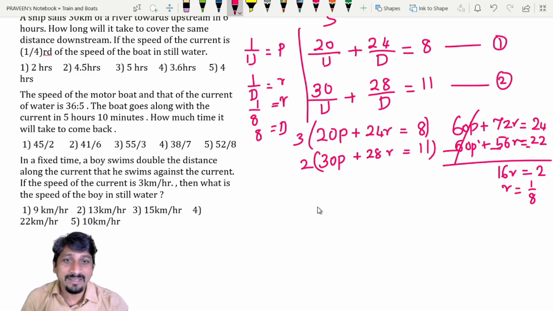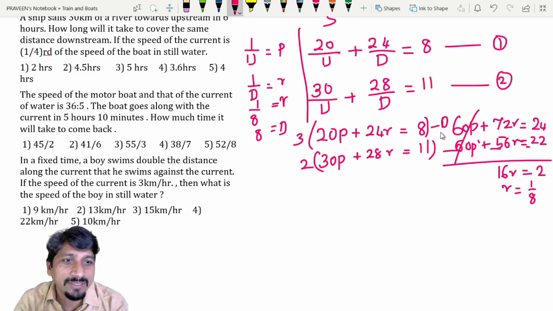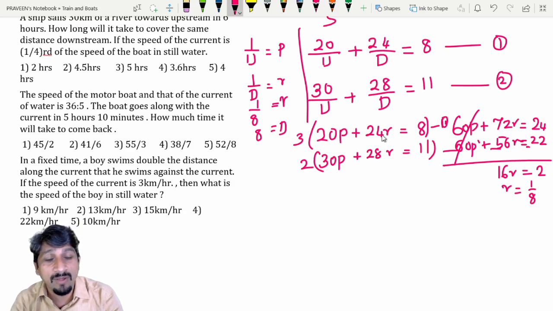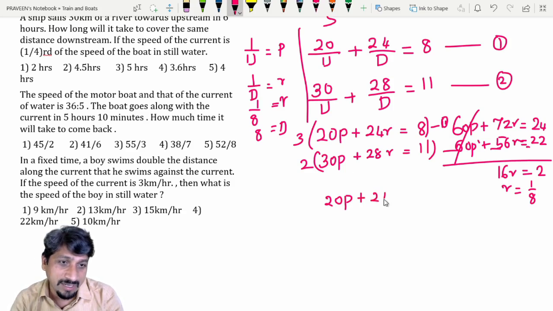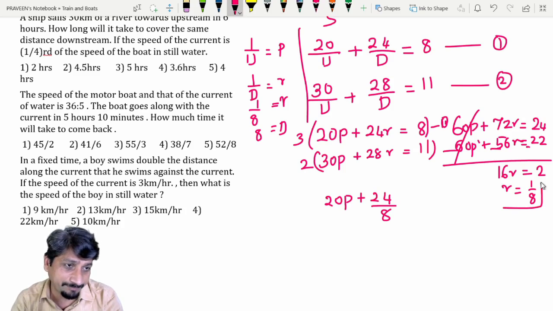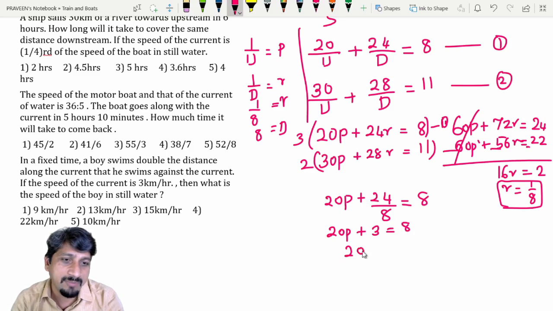Now what you will do? Let us take this value of r and put it in the first equation. Why first equation? Because I can see here 8, because r is equal to 1 by 8. So therefore here 1 by 8 will come and 8 3s are 24 will come. So 20p plus 24 upon 8 is equal to 8. Now this will be how much? 20p plus 3 is equal to 8. Therefore 20p is equal to 5. This will go this side and become minus. So p is equal to 5 by 20, which is equal to 1 by 4.